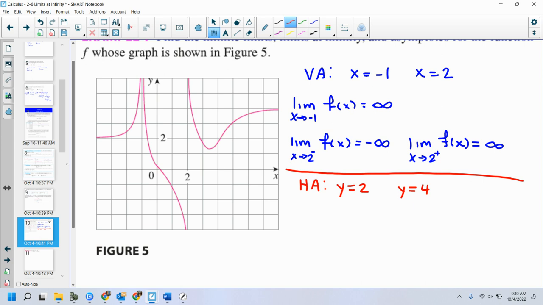On the left side of this graph, as I make x get infinitely small, it's going to level out to 2. So we can say the limit as x goes to negative infinity of f of x is 2. That's how you show a horizontal asymptote. And that statement is saying on the left side, the function levels off to 2. And then on the right side, as it goes to positive infinity, as I make x infinitely large, it's going to level off to 4.